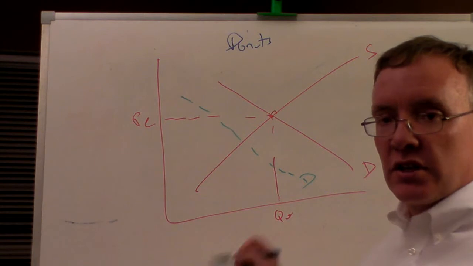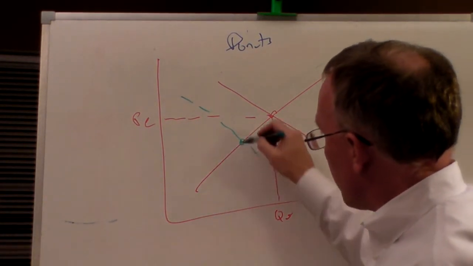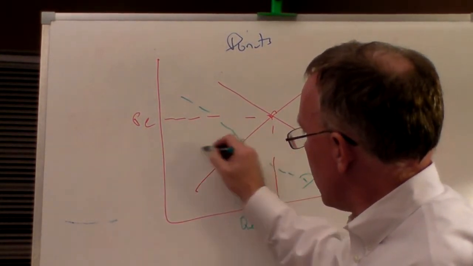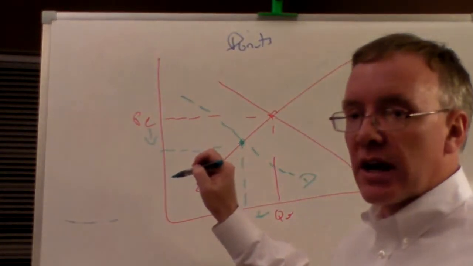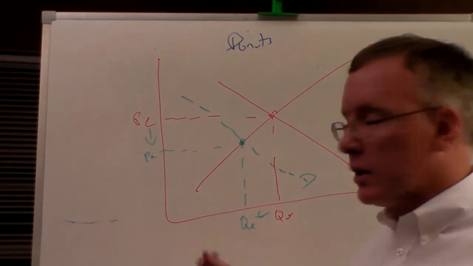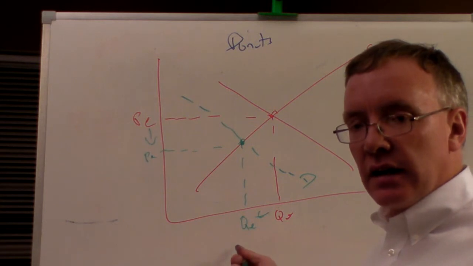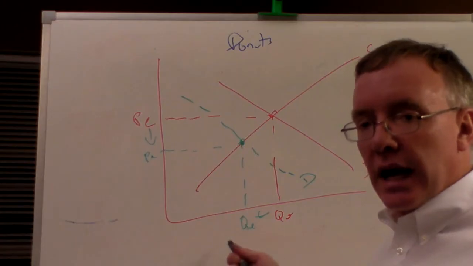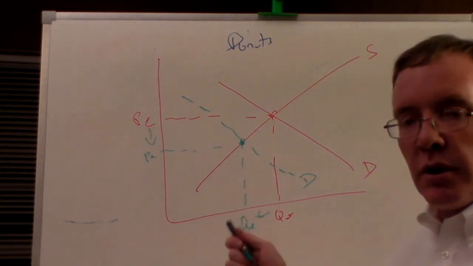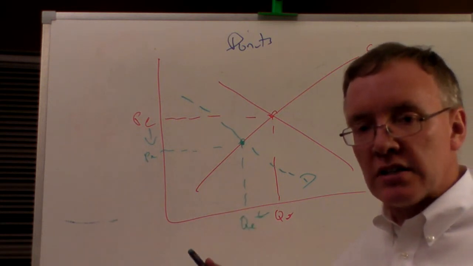The demand for donuts is also going to shift in, and so we're going to end up at a lower price and a lower quantity of donuts because of the change in the price of the complement. So the price of the complement went up, and the quantity of the donut went down. And the price of the donut went down because we had a shift in the demand curve. So the demand shifts in when you have an increase in the price of a complement.